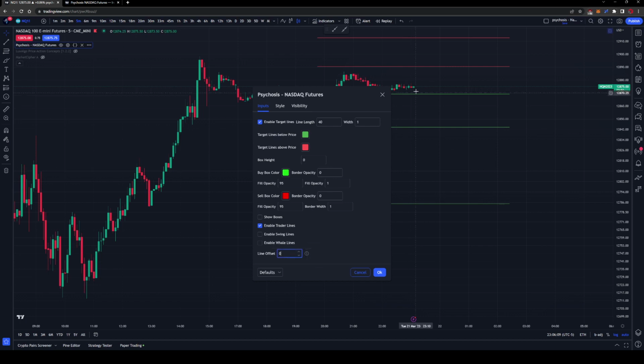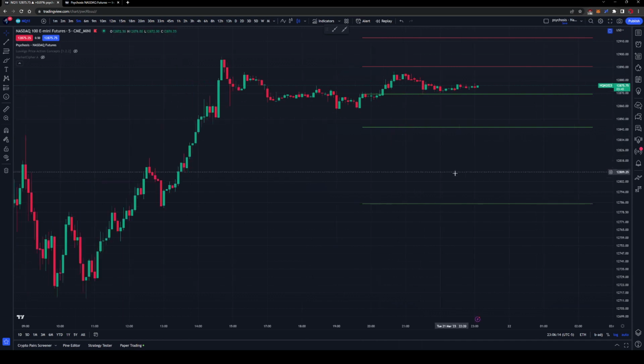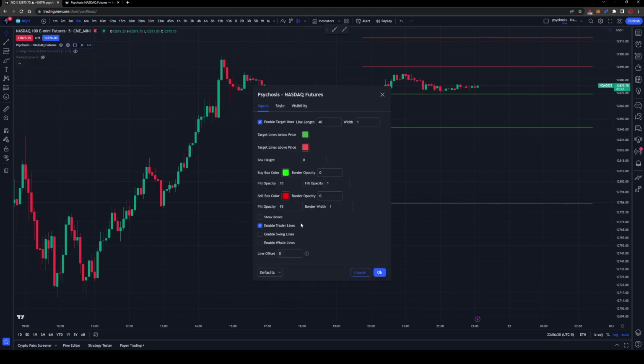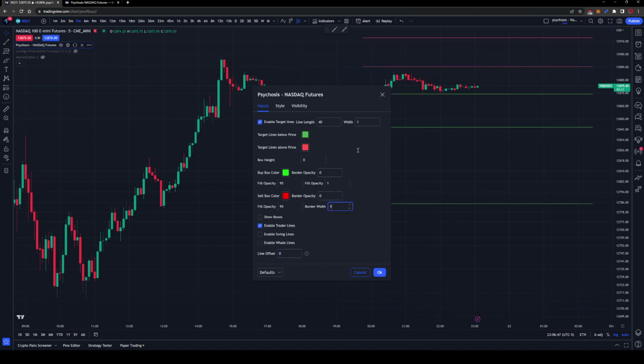Line offset is for if you've been trading these for a long time and you find, with the guidelines, that a certain line is off, even though these are plotted a certain way and you can't really mess that up. Let's say you want to do like -100 or something, and you'll see the lines shift. You have to do really big numbers on that. So just keep that at 0. It's supposed to be at 0, so just leave it there.